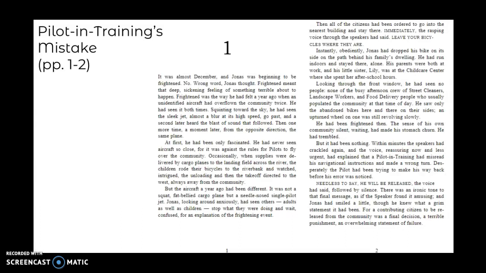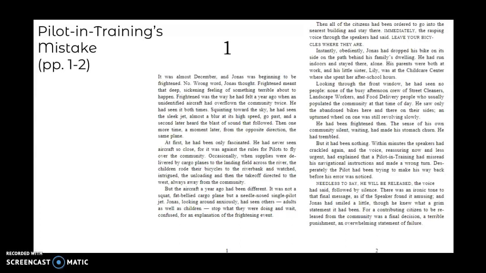He had been frightened then. The sense of his own community, silent, waiting, had made his stomach churn. He had trembled. But it had been nothing. Within minutes, the speakers had crackled again, and the voice, reassuring now and less urgent, had explained that a pilot in training had misread his navigational instructions and made a wrong turn. Desperately, the pilot had been trying to make his way back before his error was noticed. "Needless to say, he will be released," the voice had said, followed by silence.